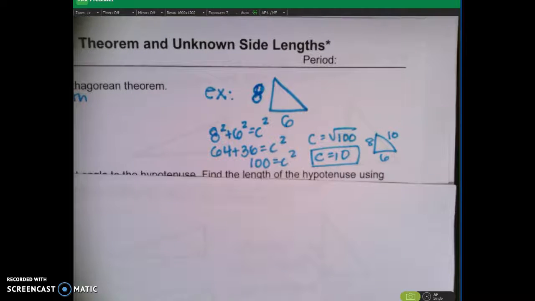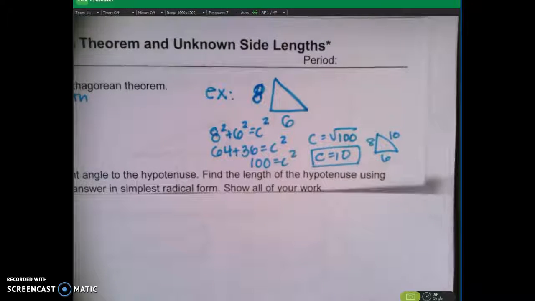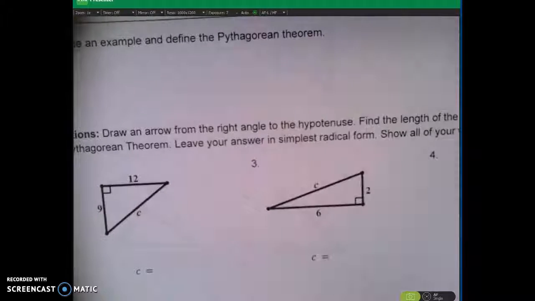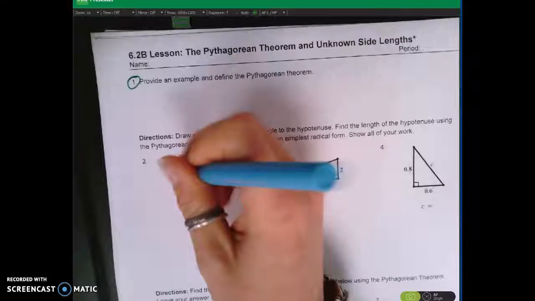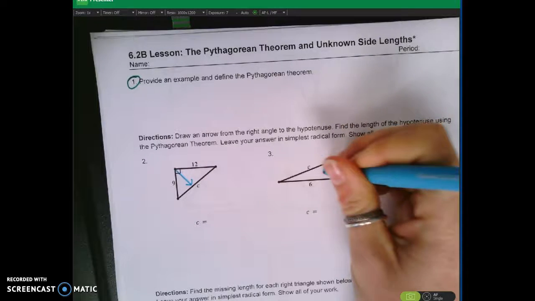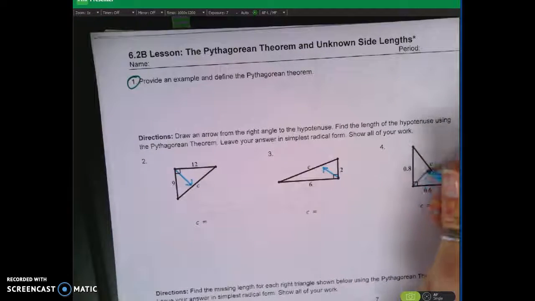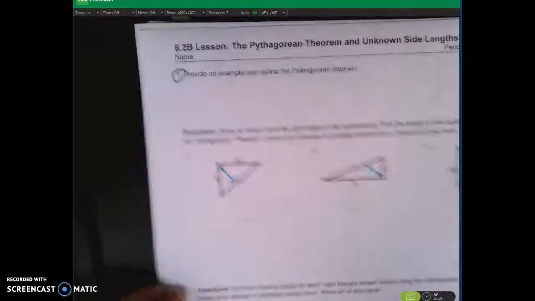Let's continue. Draw an arrow from the right angle to the hypotenuse. Find the length of the hypotenuse using the Pythagorean theorem. Leave your answer in simplest radical form and show all of your work. So taking a look, something that I told you is going to be helpful is that whenever you see a right triangle, draw an arrow from the right angle to the hypotenuse. That's because sometimes we're going to be looking for the hypotenuse length and sometimes we're going to be looking for a leg length. Let's do one of these together.